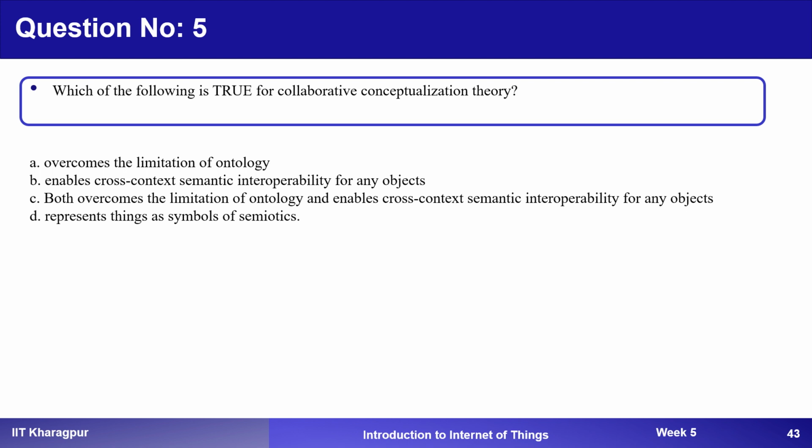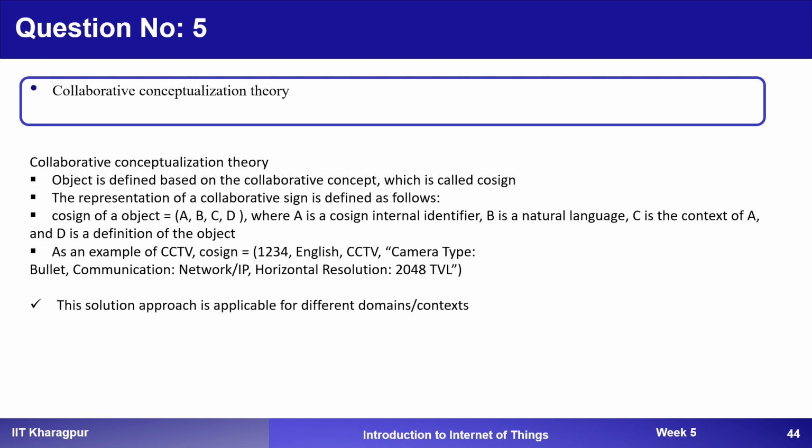So the correct option for this: first of all, I'll tell you what exactly is collaborative conceptualization theory, and after that I'll tell you which is the correct option. In collaborative conceptualization theory, each object is defined based on a collaborative concept, and that concept is called cosine. The representation of a collaborative sign is defined as follows.